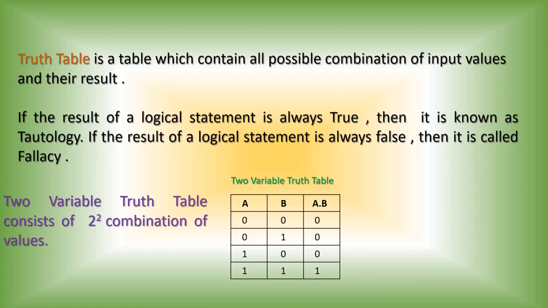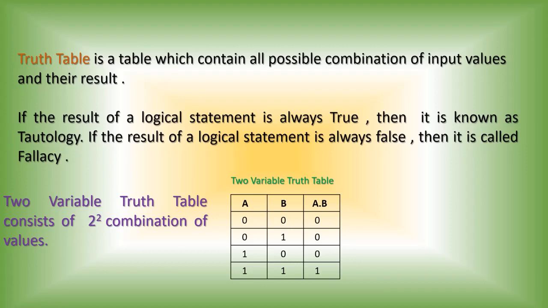A truth table can be a 2-variable truth table or a 3-variable truth table. That depends upon the expression; the number of variables may change. If it is a 2-variable truth table, it consists of 4 combinations of values, which we already discussed in the previous class. If there are 2 operands, then 4 different combinations of values will be there.